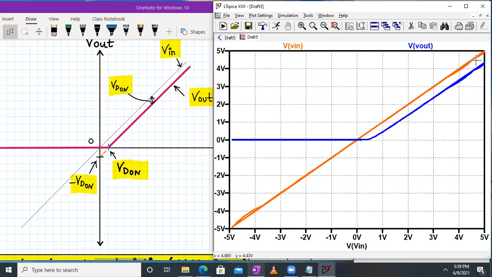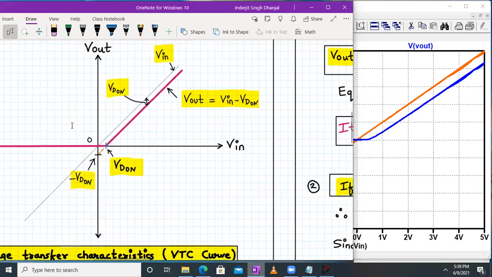Okay, and then it is this line over here, blue line is parallel to this orange line, as you can see, and here also is the same. So I can say my output is tracking the input, but with a difference of VD on. So the difference between these two lines will be VD on. Okay, so this is how you check the VTC curve for a series clipper circuit.